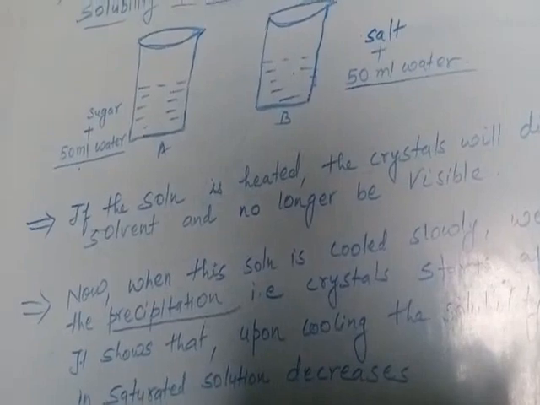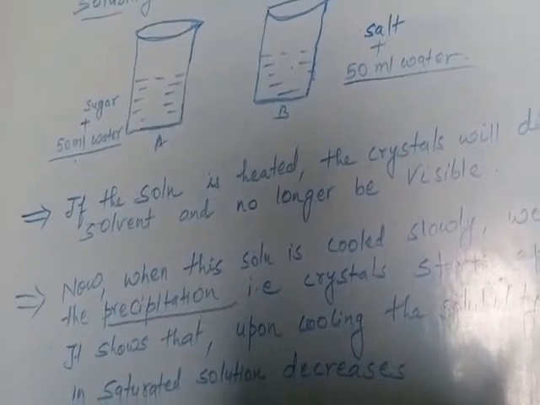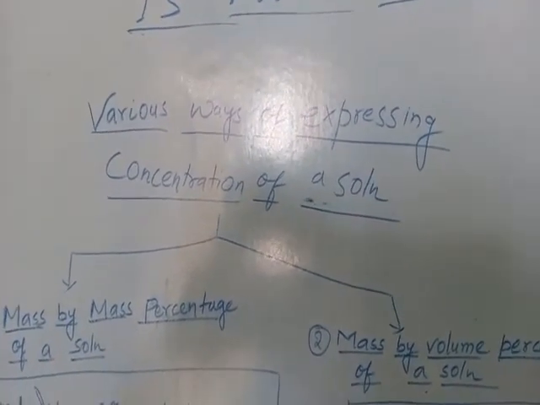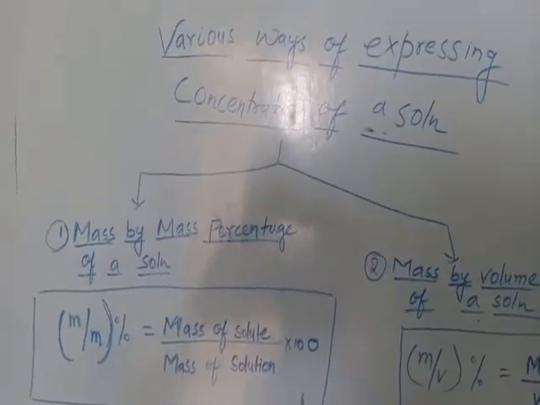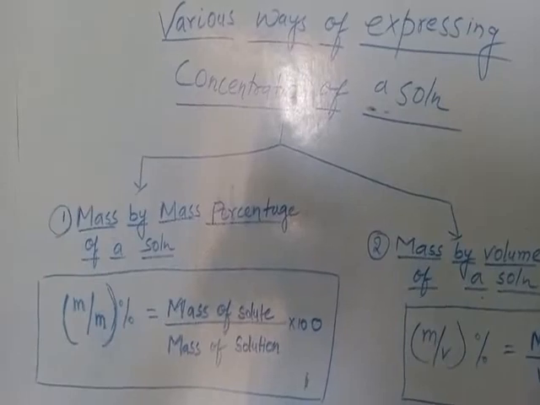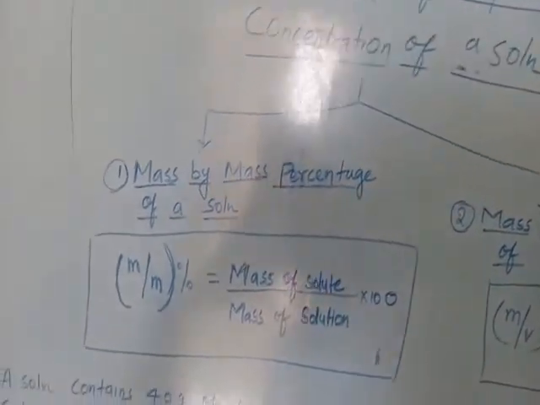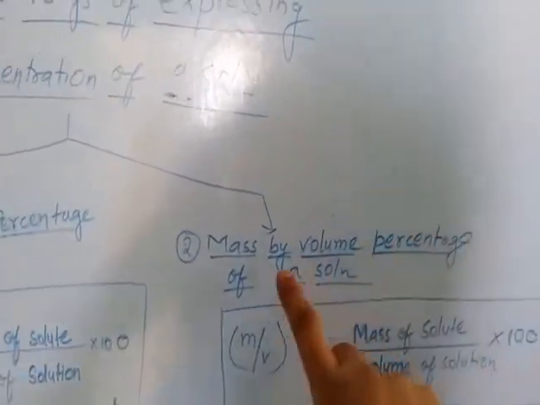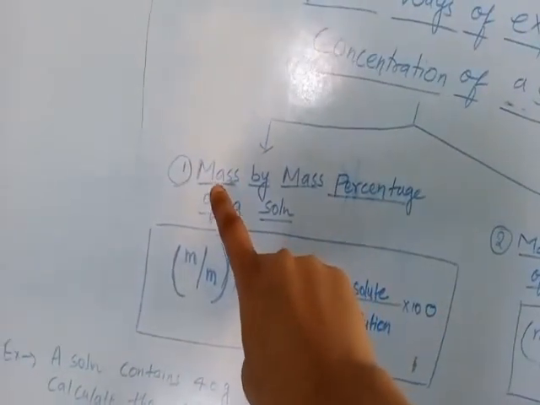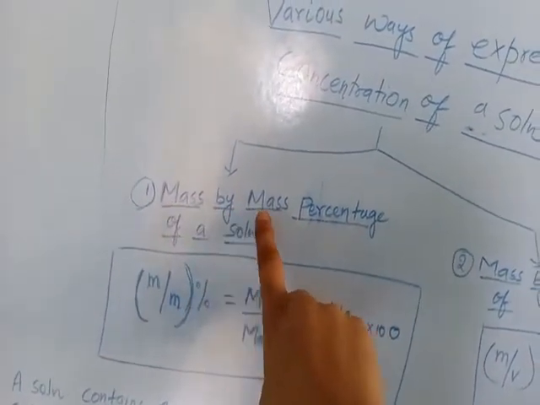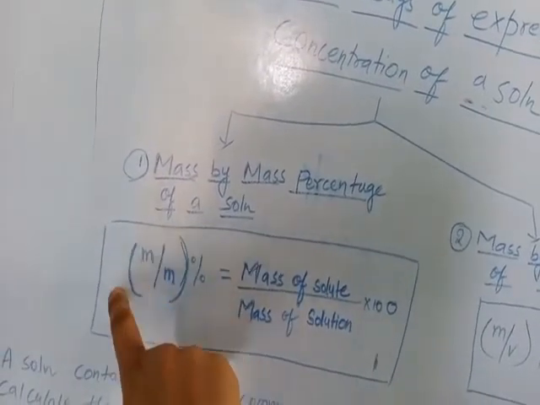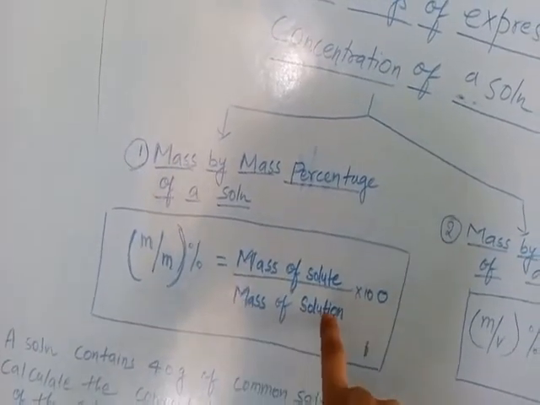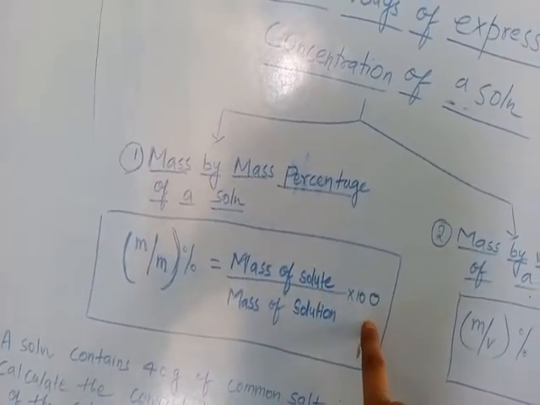So you have various ways of expressing the concentration of a solution. As per your syllabus, you have two ways given. We can express the concentration of a solution first by mass by mass percentage, and second by mass by volume percentage. The formula for mass by mass percentage of a solution is equal to mass of the solute by mass of the solution into 100.